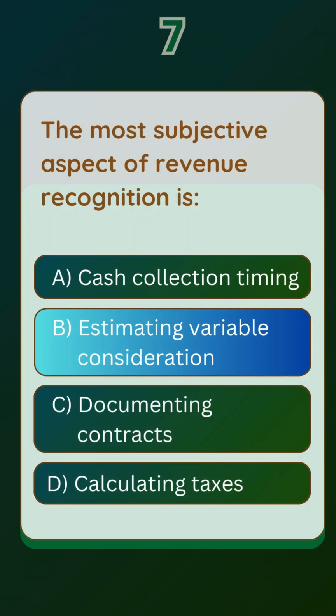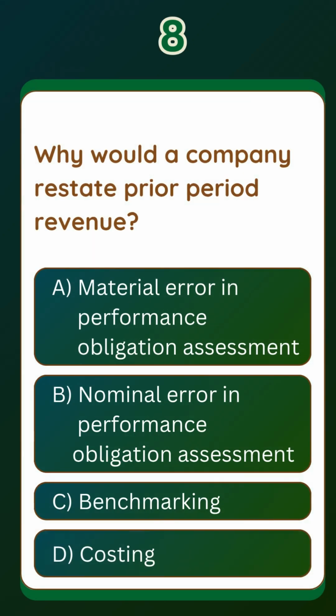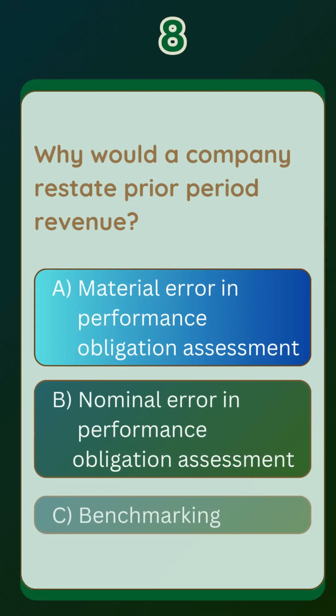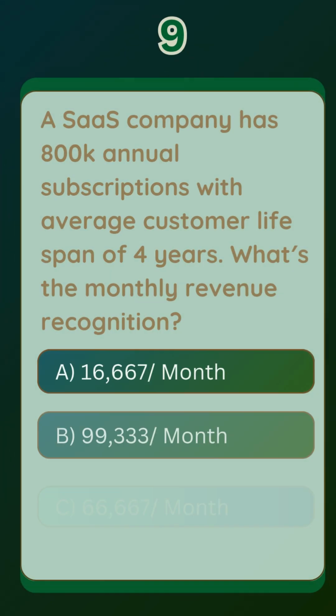Correct answer is option B. Question 8. Why would a company restate prior period revenue? Correct answer is option A. Question 9. A SaaS company has 800K annual subscriptions with average customer lifespan of 4 years. What's the monthly revenue recognition? Correct answer is option C.